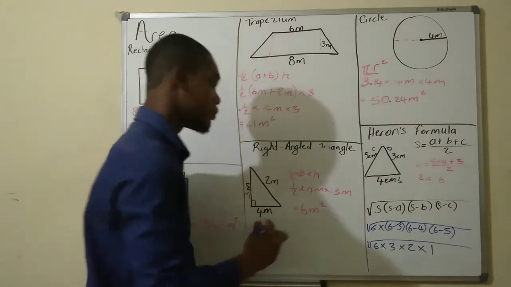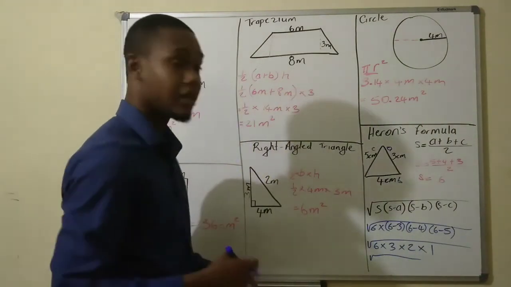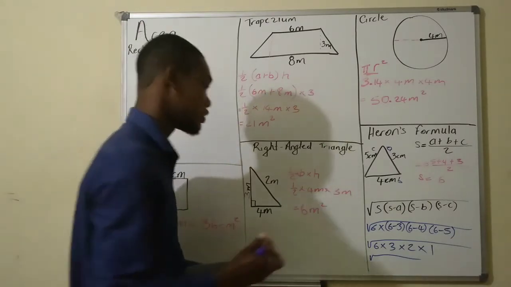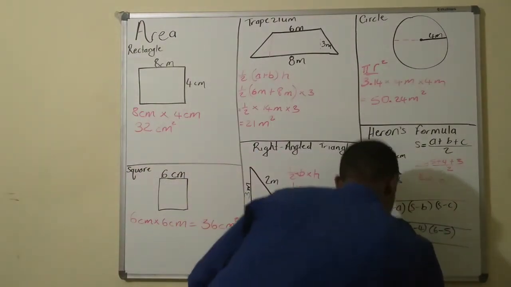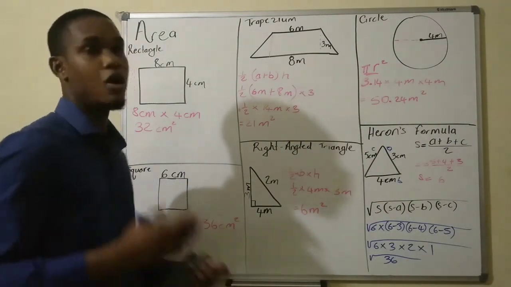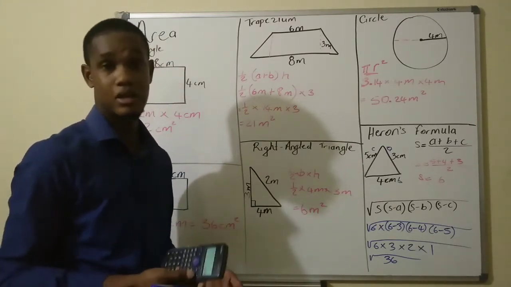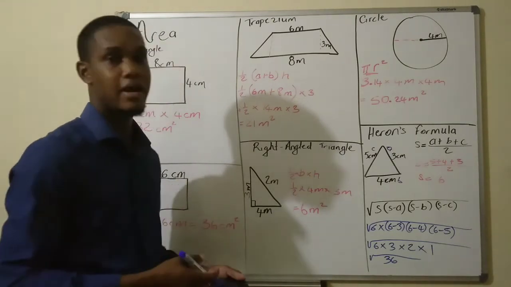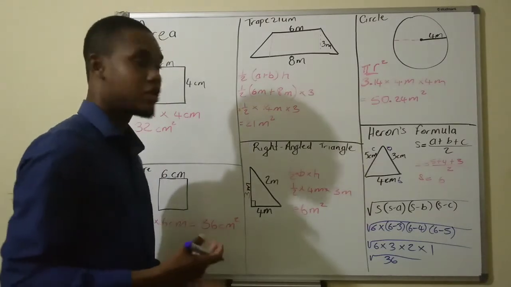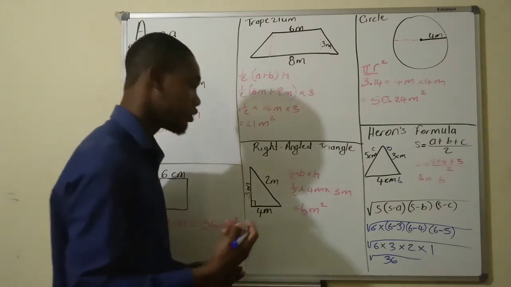So when you get here, you'll simply multiply it out. So it will be the square root of 6 times 3, that's 18. 18 times 2, that's 36. 36 times 1 is still 36. And then you'll just simply find the square root of that. So the square root of 36 means what number can you multiply by itself in order to get 36. You can simply use your calculator and put in the square root sign, and then you type in your 36 and it will give you the answer. Or if you know your timetable like that, you can just simply work it out in your head and get the answer. So the square root of 36, that gives you 6.